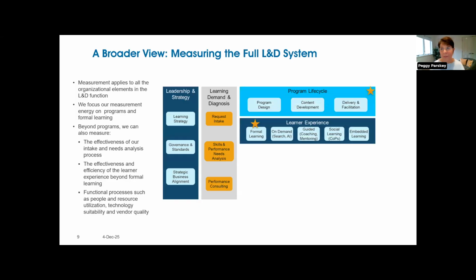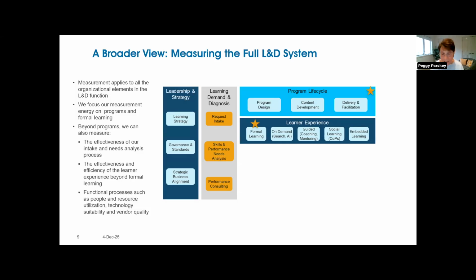We also have the common things that we've been talking about: program lifecycle, the design, the development, the delivery, and the facilitation, where we spend a lot of our time. And also the whole learner experience from formal learning through on demand, guided, social learning, and embedded learning. These are categories that Josh Bersin has used and that I think fit very well in the current environment.